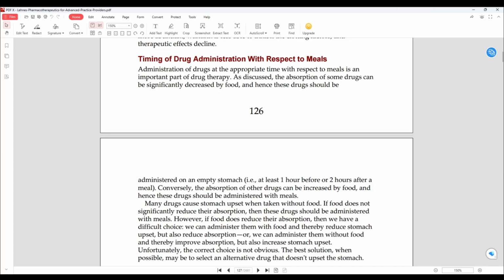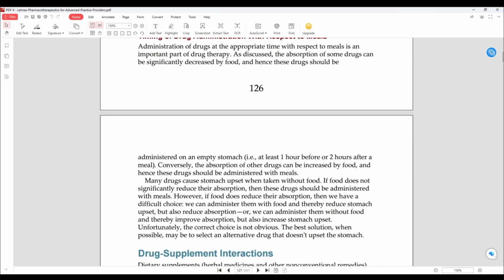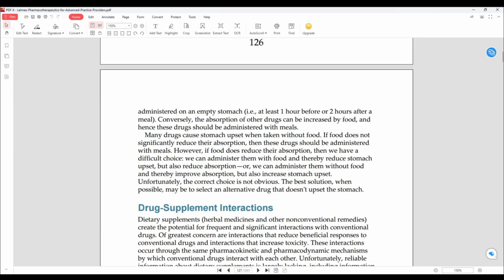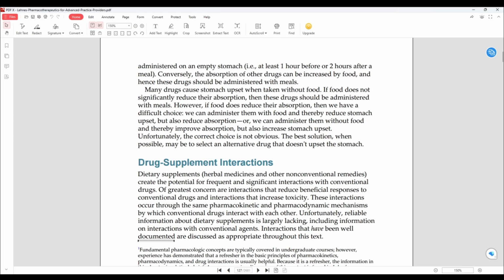The timing of drug administration with respect to meals. The administration of drugs at the appropriate time with respect to meals is an important part of drug therapy. As discussed, the absorption of some drugs can be significantly decreased by food, and hence these drugs should be administered on an empty stomach, or at least 1 to 2 hours before or after a meal. Conversely, the absorption of other drugs can be increased by food, and hence the drug should be administered with a meal. Many drugs cause stomach upset when taken without food. If food does not significantly reduce their absorption, then the drug should be administered with meals.